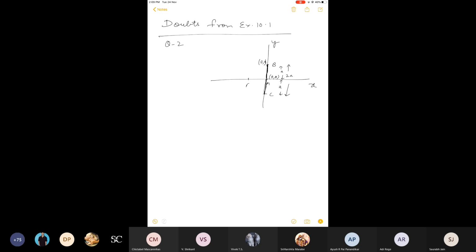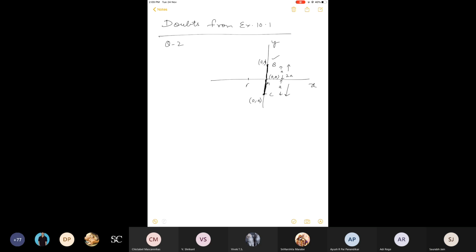Similarly, this length CM will also be equal to a, and since the vertex C is on the negative y-axis, that's why the vertex will be 0, minus a. Now in the question you have to find all the vertices of the triangle. So we have already found the coordinates of these two points B and C.